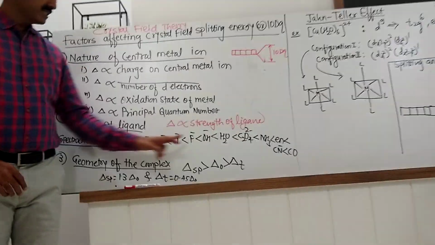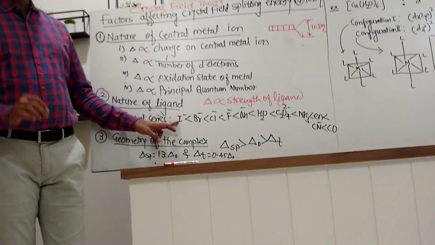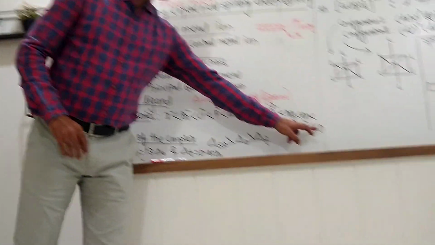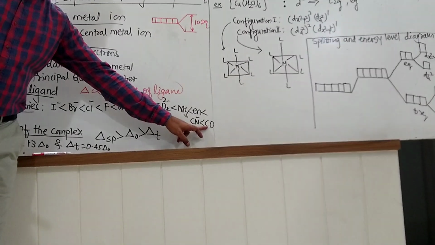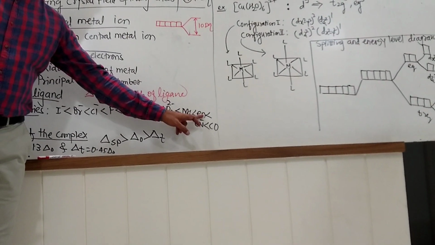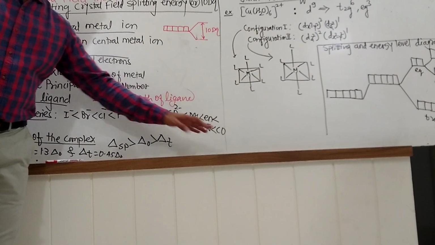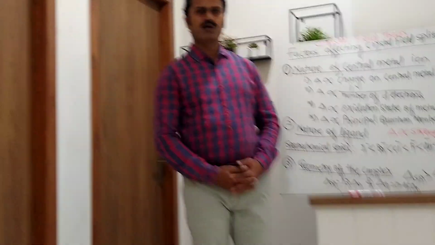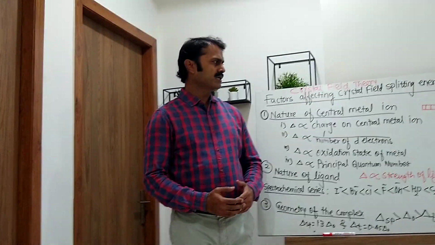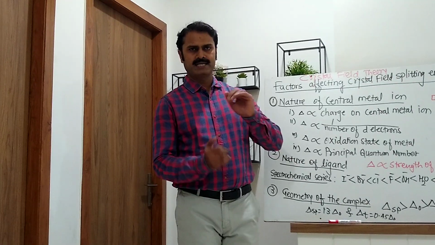In this order, we can see that I- is the weakest ligand and CO is the strongest ligand. So ammonia, ethylenediamine, CN-, CO, these are examples of strong ligands. In presence of a strong ligand, crystal field splitting energy will be more.